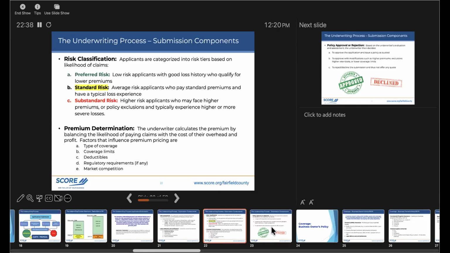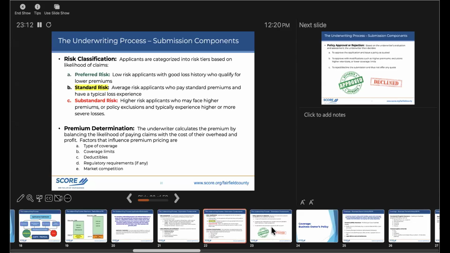And then premium determination. The underwriter calculates the premium by some of these factors: type of coverage, whether it's workers' comp, general liability, auto liability. How much limit do you want? Do you want $1 million, 2 million, 500,000? How much are you willing to take in retention or deductible? Generally speaking, the more you're willing to retain, the higher your deductible or retention, it should have an effect of reducing the premium. Regulatory requirements, if any, and then market competition.